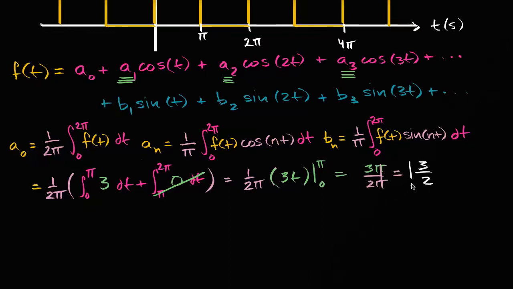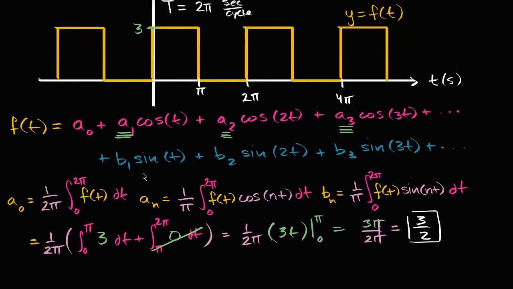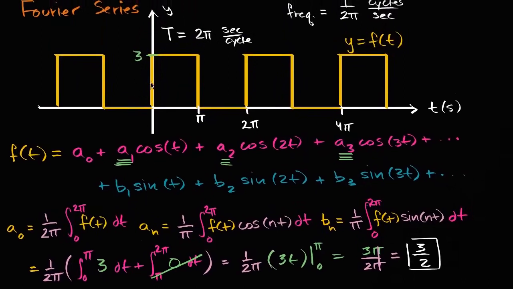And that makes a lot of sense, because a sub 0, we said you could view that as the average value of the function over that interval. And the average value of that function is indeed, if it's 3 half the time and 0 the other half of the time, then the average is going to be 1.5, or 3 halves. So that is our a sub 0.